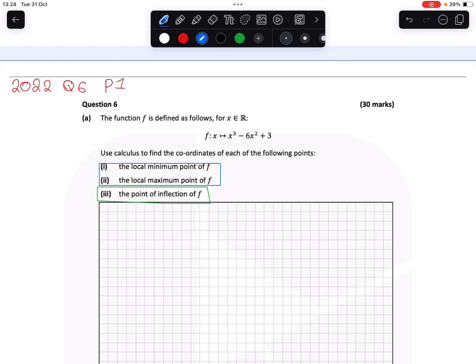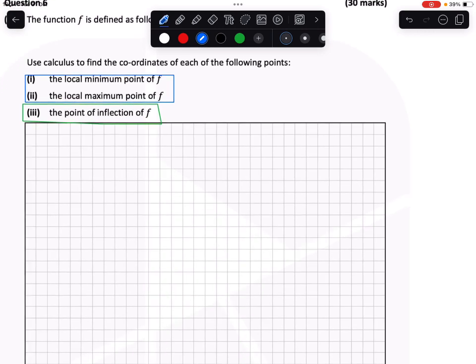So 1 and 2 involve finding the local max and the local minimum point of f, and part 3 asks for the point of inflection of f. So let's just look at the first one, or parts 1 and 2. Whenever you're finding the local max, min or the point of inflection, what we're going to be doing is solving a derivative of the function, whether it's the first or second derivative, equal to 0, and whatever value we get, we stick it back into the original function, and then we're going to get y.